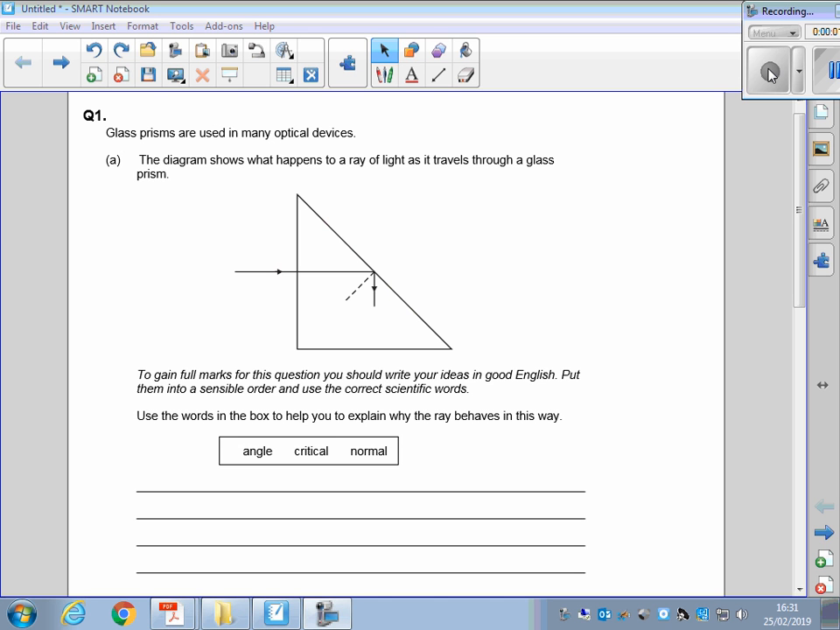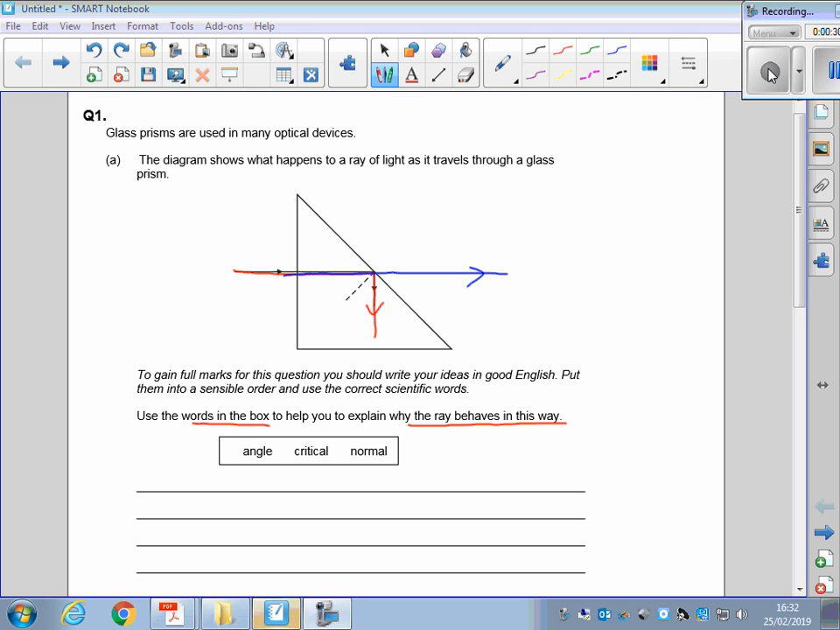So we've got a question about light going into a glass prism. Here's our light traveling in, and it hits this internal surface and bounces down inside the glass. The question's using the words in the box. We need to help explain why the ray behaves in this way. So really, it's a question about why doesn't the light just keep going?